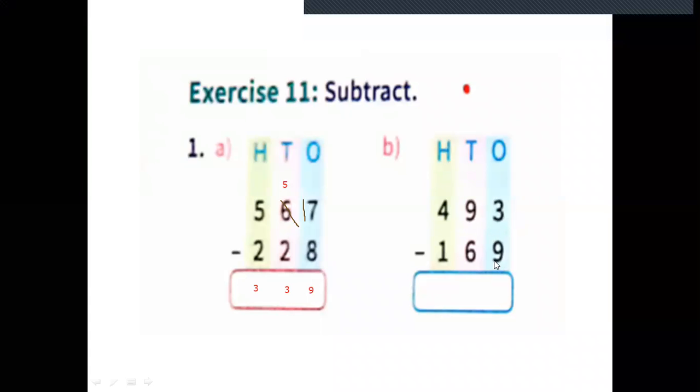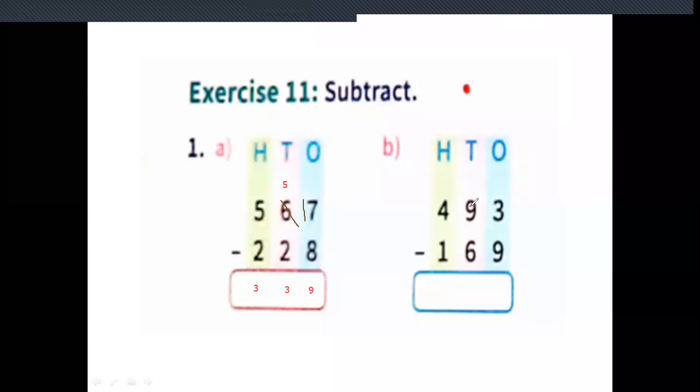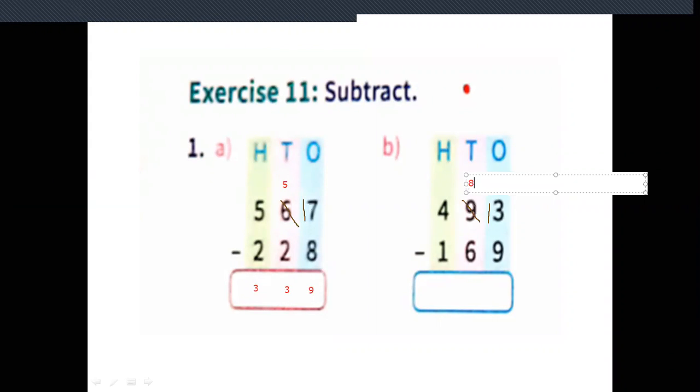See here, 493 minus 169. From 3 you can take 9? No, you can't take 9. So what will you do? We have to borrow 1 ten and put it in the ones place. So it will become 13, and 1 ten you have given to the ones place. What will the tens become? You have to write the before number. 9 minus 1 will become 8. Always remember, it will be the before number only.